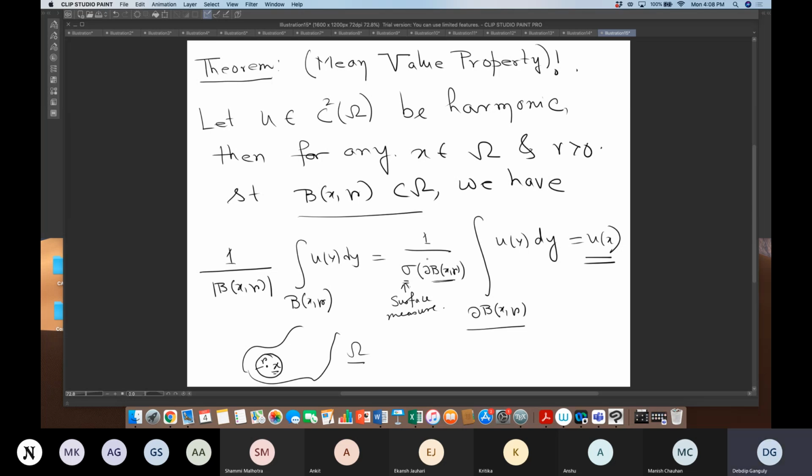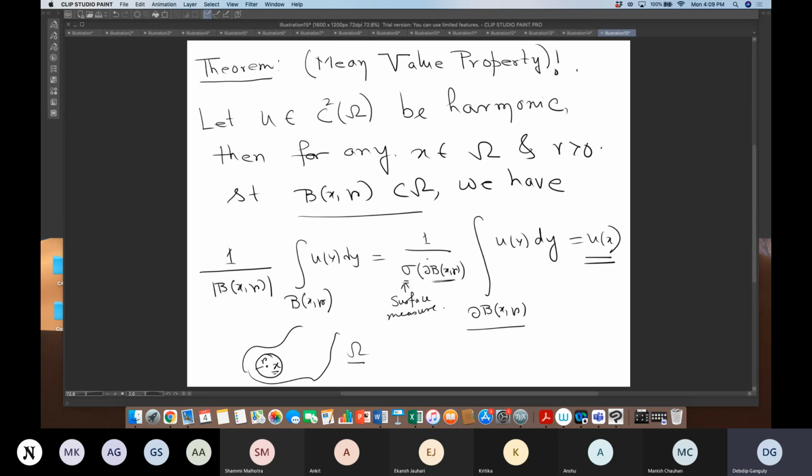Is that clear? Does anything remind you? I'm not saying it is exactly that, but it is very similar to that. Any analytic function can be written in the form of an integral, the Cauchy integral, right? See how beautiful this theorem is. For any such function you can directly write u(x) in terms of the integral over the ball or the integral over the surface of the ball, the circle.